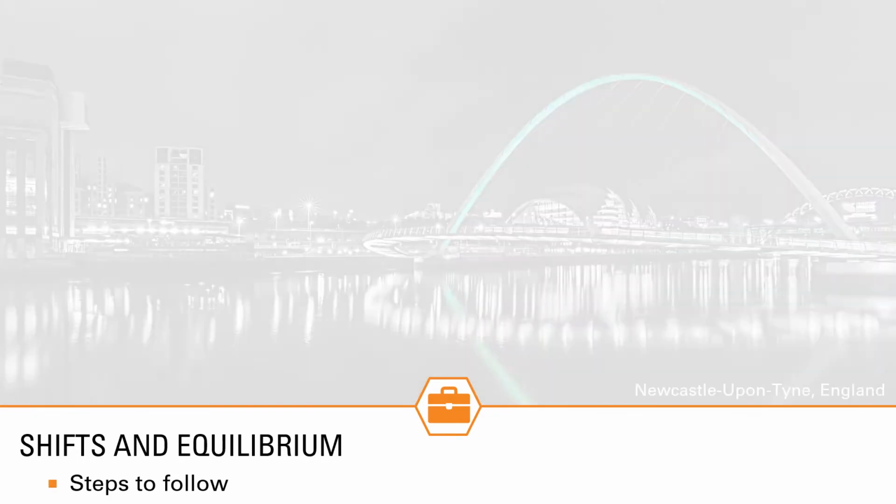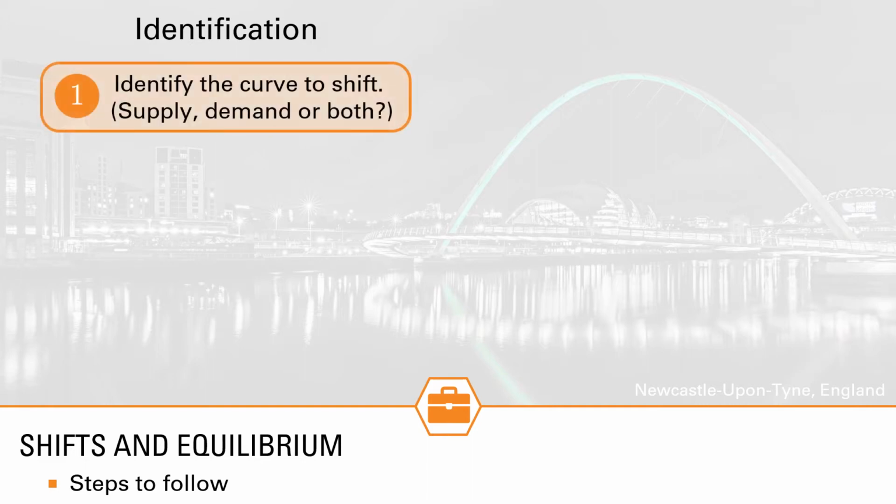All right, so here are the steps. There's 5 steps in total, but we'll divide it into 2. The first set of activities is what we call the identification stage. This is where we identify, given a scenario, let's say there was a war, or there was an increase in the price of inputs.